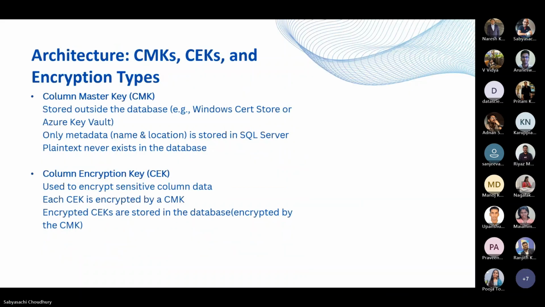So here we understand the architecture of CMK and CEK. Let's break that down. The CEK encrypts the column data, but it is encrypted itself by the CMK. The CMK is never stored in SQL Server, only its metadata like name or location. This setup means even a DBA with full SQL access can't view the actual data unless they have access to the external key.